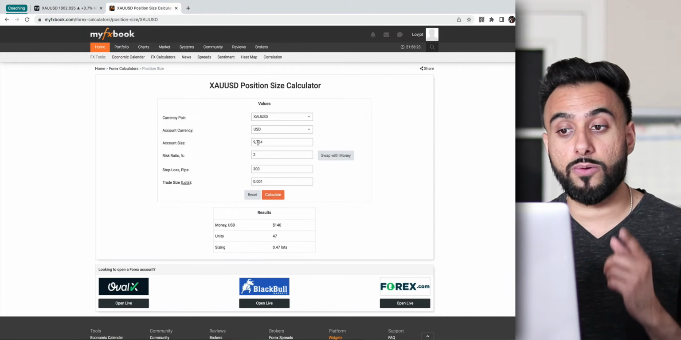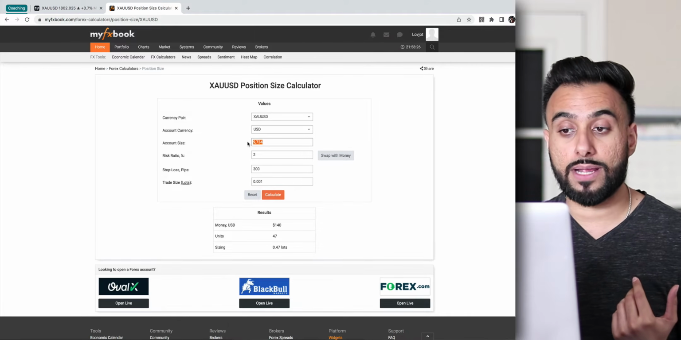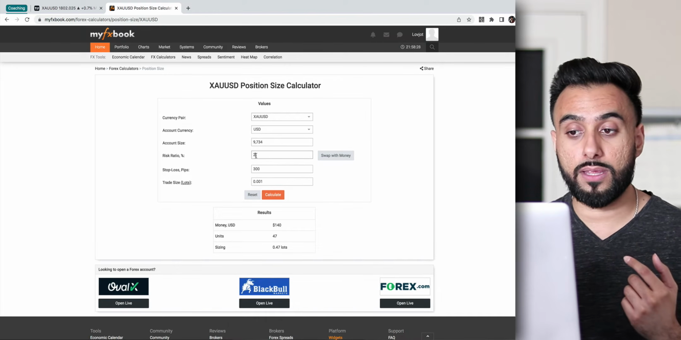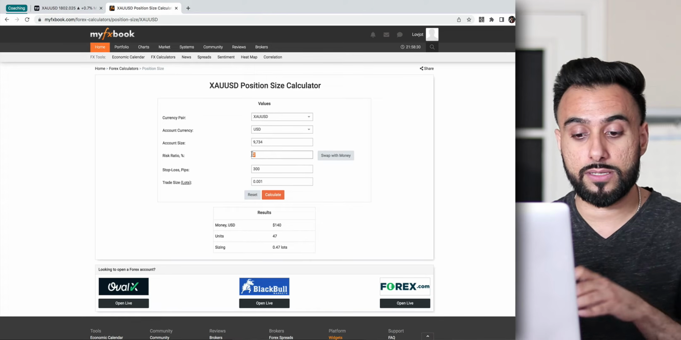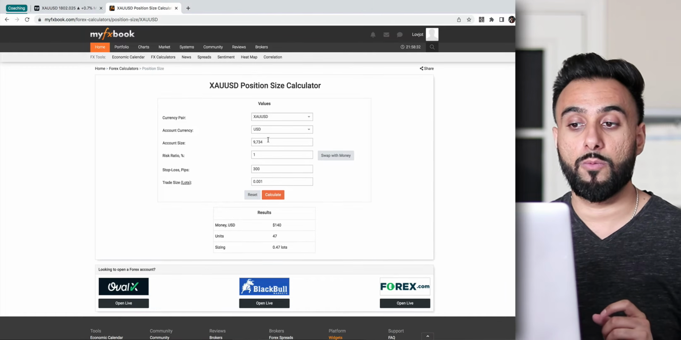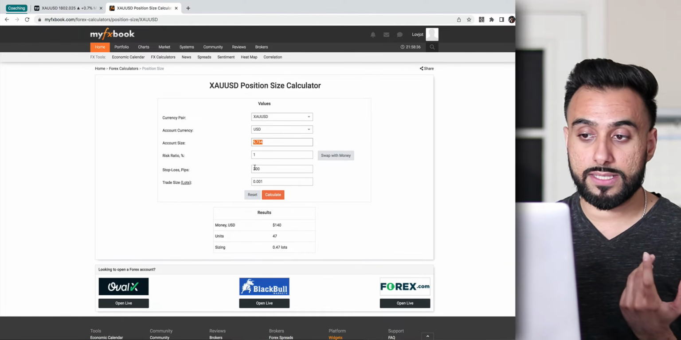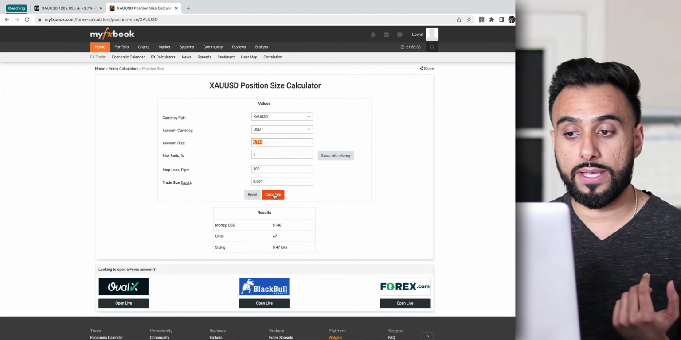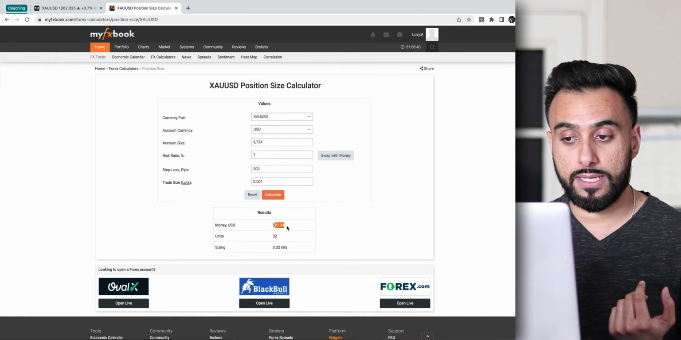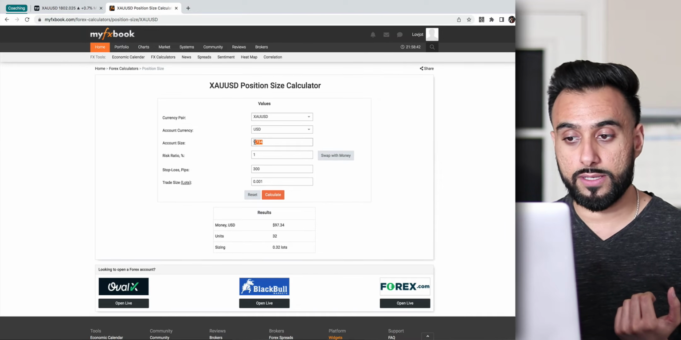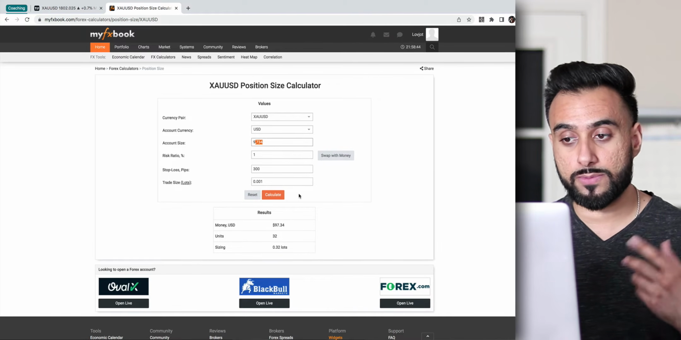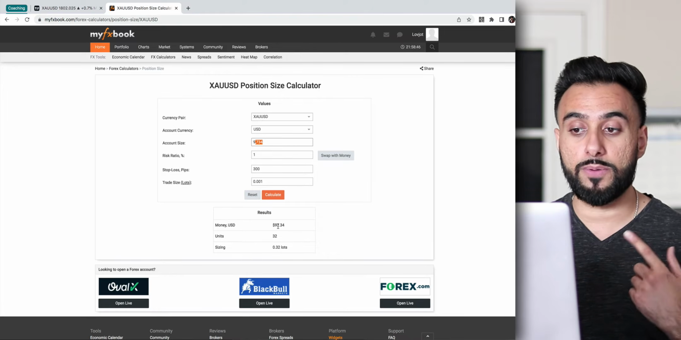Make sure you are accurate to the dollar of what your account size is, and then you also plug in the percentage of that account that you want to risk, right? So let's just say 1%. We want to risk 1% of this amount of money. And let's say our stop loss is 30 pips. We hit calculate. Well, guess what? This is 1% of this. You can kind of easily see, we just kind of move the decimal place over. So this is risking 1%.